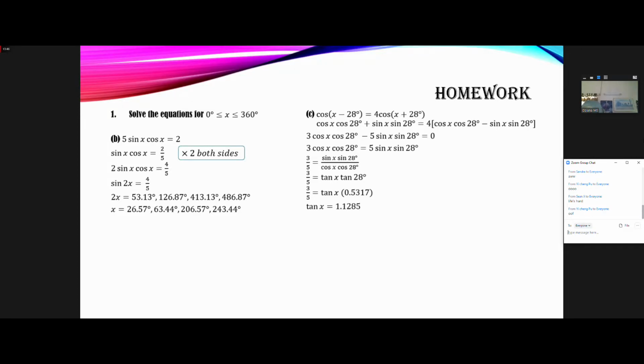Can I split the sine and cos before the 3 cos x cos 28 equals 5 sine x sine 28? If I split it, it will become sine x over cos x equals 3 over 5. Did you get the answer? Not sure yet until you press the final answer. Okay, you try to get the final answer. I got it already, but I don't know whether it's 1.1285.